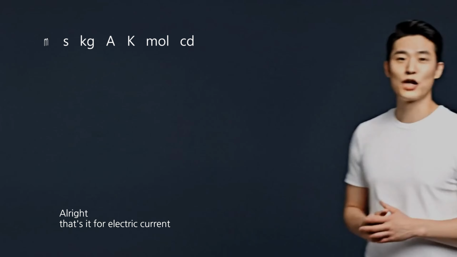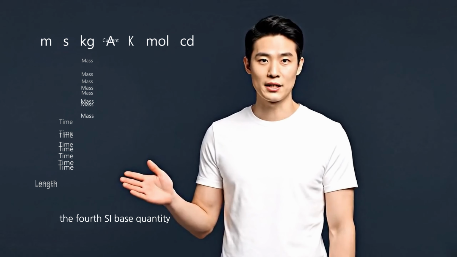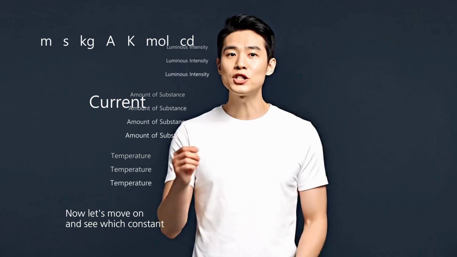All right, that's it for electric current, the 4th SI-based quantity. Now let's move on and see which constant of nature defines the next one.